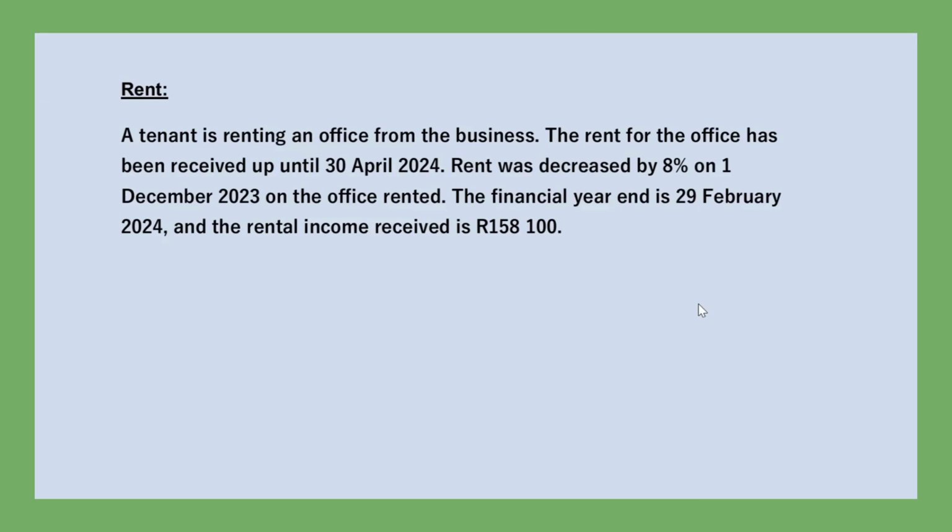A tenant is renting an office from the business. So this is rent income. We're the business, and the tenant is the person renting from me. The rent for the office has been received up until the 30th of April 2024. So let's underline that date. Rent was decreased. I'm sure I'll forget that because normally it's an increase. A decrease is normally odd. The rent was decreased by 8% on the 1st of December 2023 on the office that's being rented.